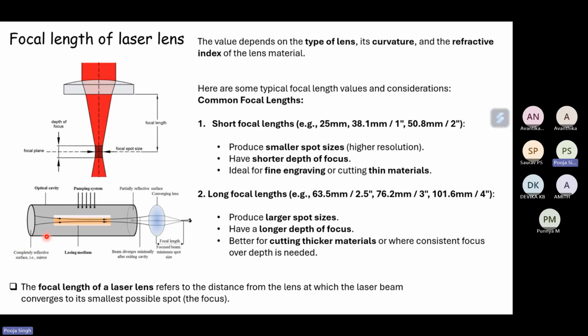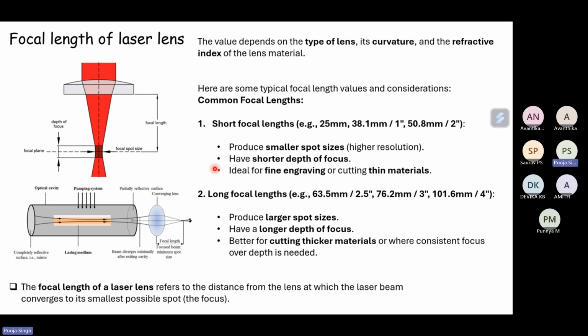In this figure you can see that you have a laser which has a pumping source and a lasing medium, that is, ruby crystal or neodymium YAG laser. It is covered with the optical cavity, and it has a reflecting surface. So once the laser is coming out as a parallel beam of light, it has a converging lens. That converging lens converges it at one point, and the distance from this lens is defined as the focal length or focal beam or minimum spot size.